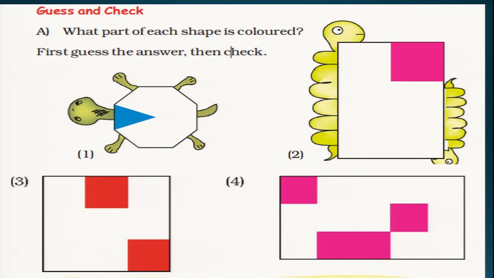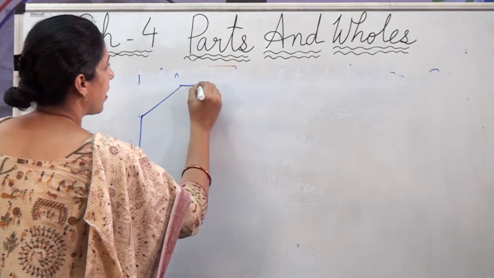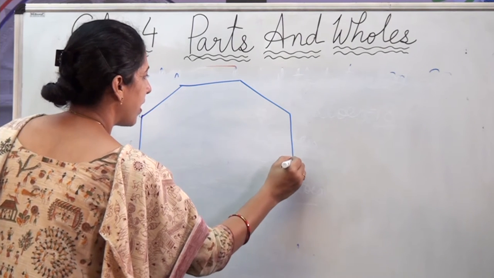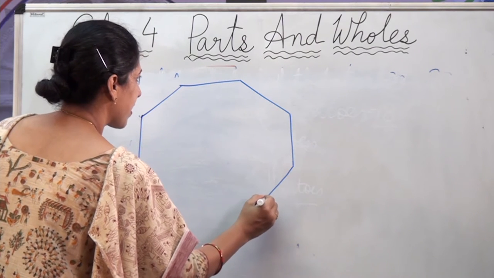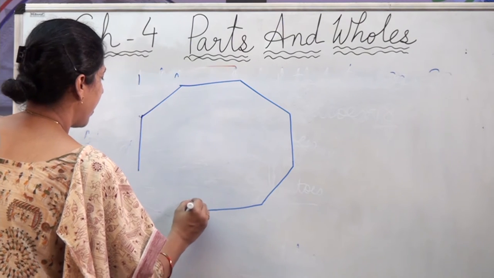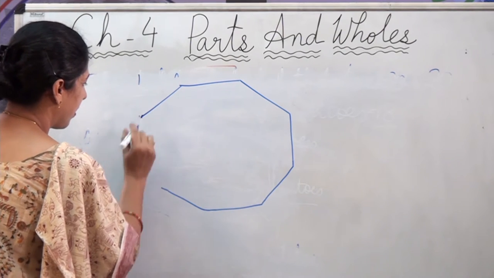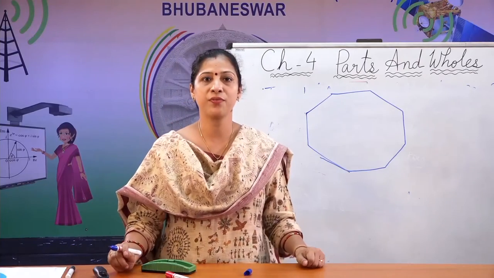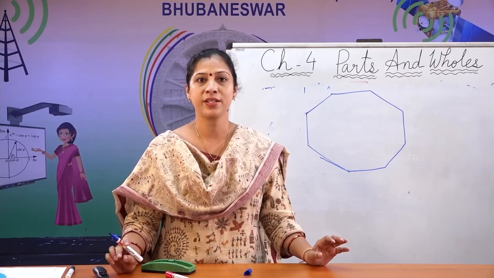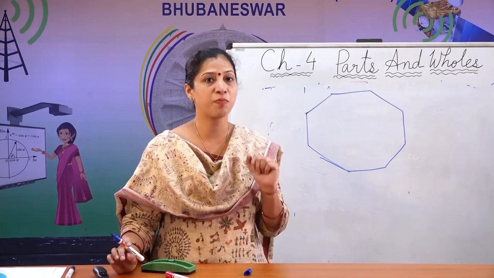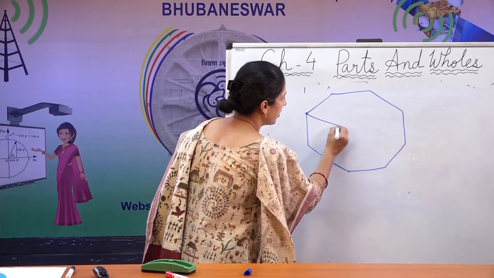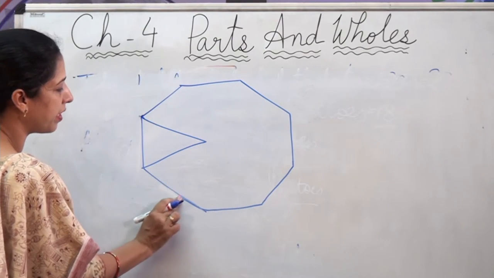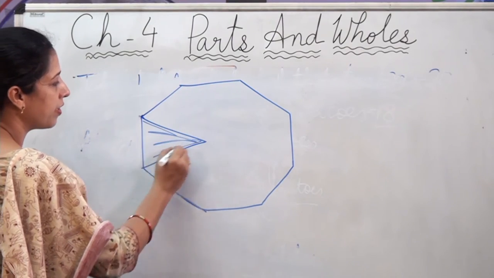So the first shape is a shape like this, 1, then 2, then 3, then 4, then 5, then 6, then 7, then 8. This is the shape, 1, 2, 3, 4, 5, 6, 7, 8. So let's understand now which part is colored. Now this part is colored. You can see from your figure, this part is colored in blue.